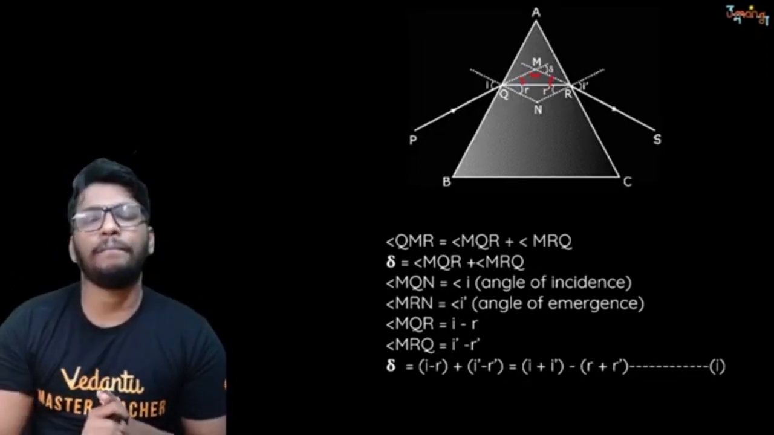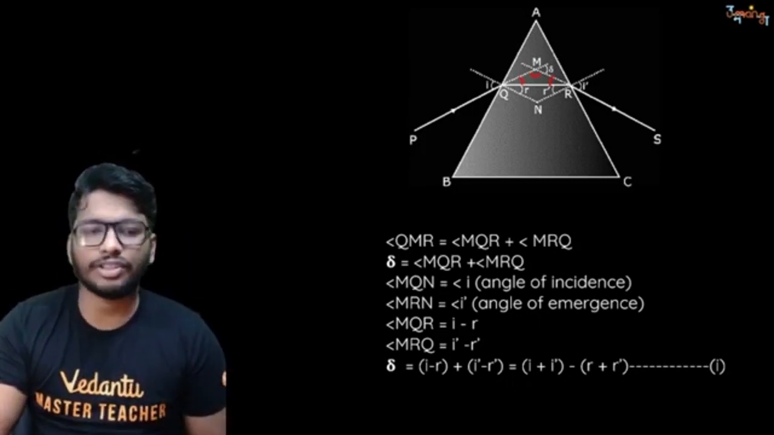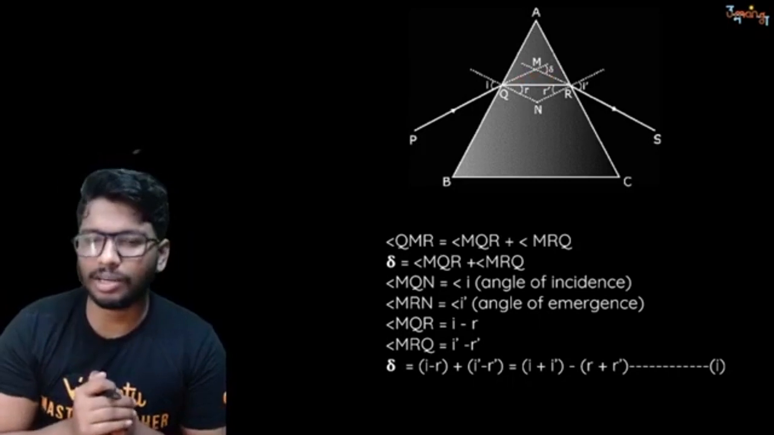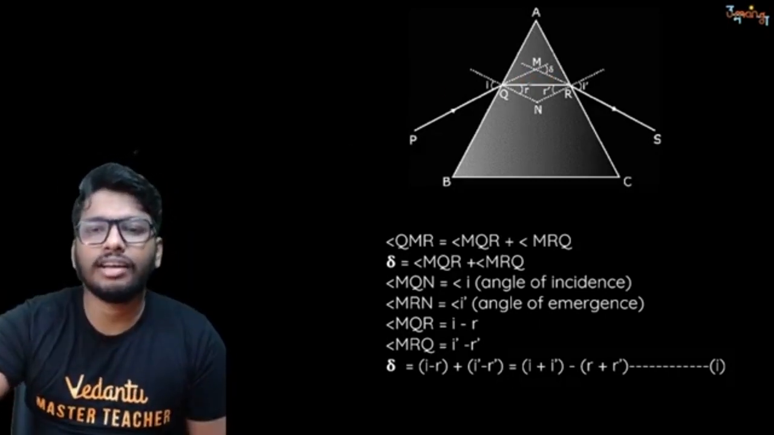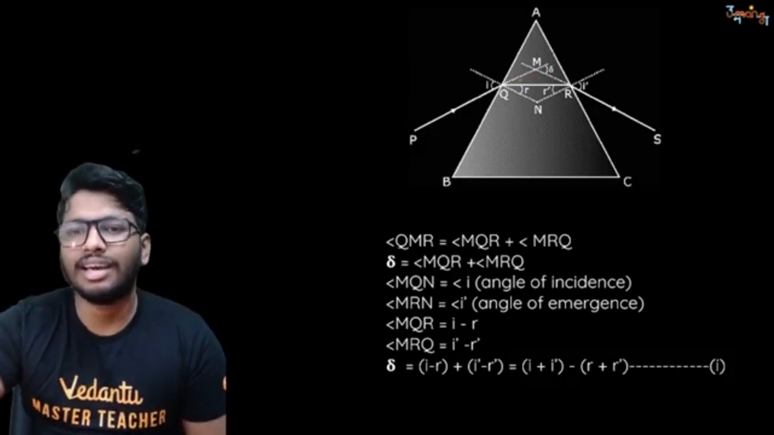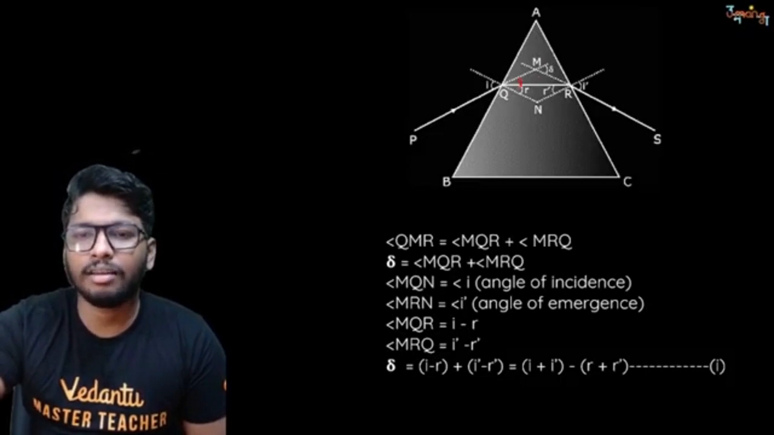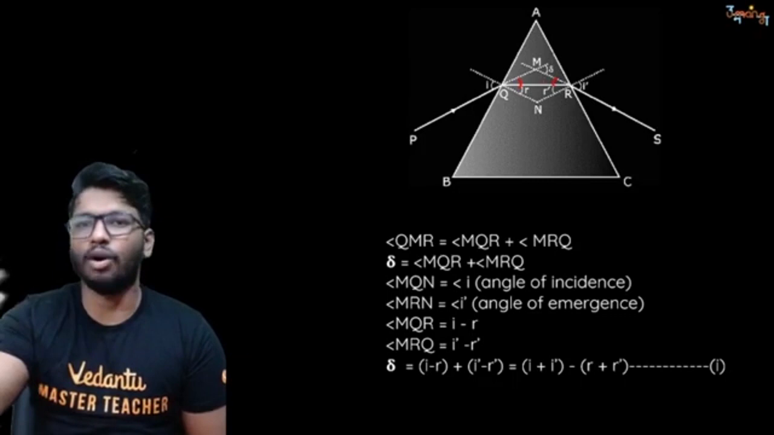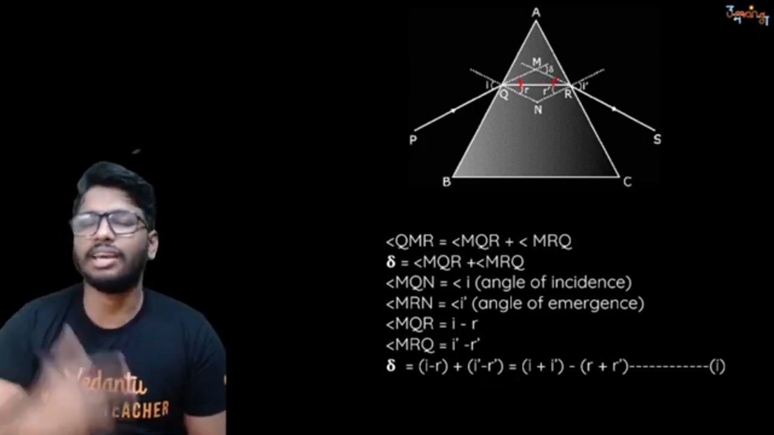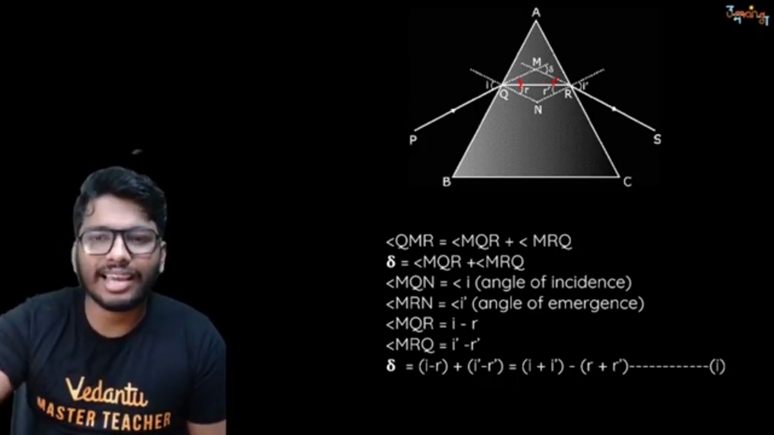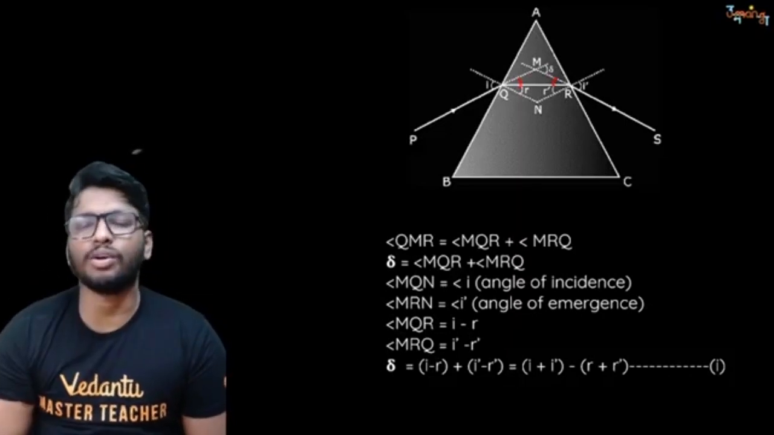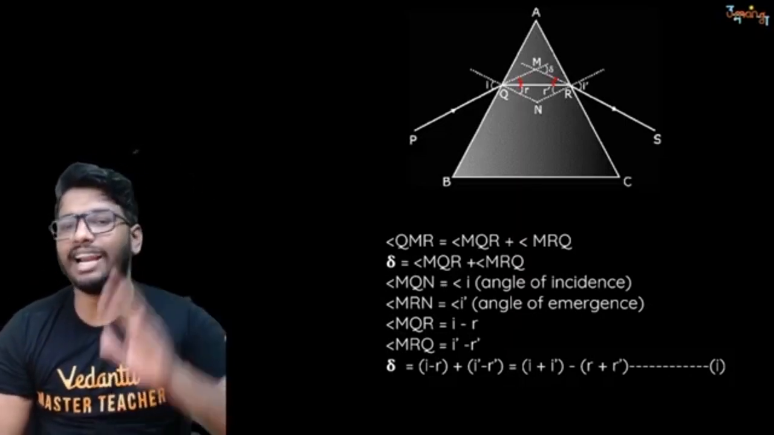Simple. Now, the angle of deviation. So I'm just going to remove this so that I can show you one step at a time. Angle of deviation delta is equal to what? This angle plus this angle, right? I told you that the sum of two opposite angles will give me the exterior angle. So what is that? It's again MQR plus MRQ, right? MRQ plus MQR would again give me delta.